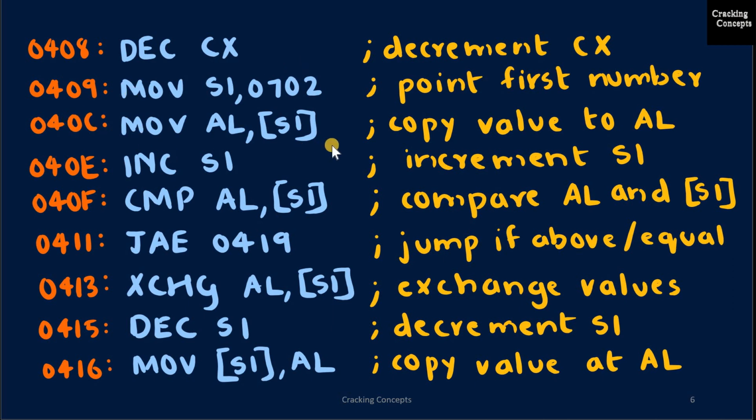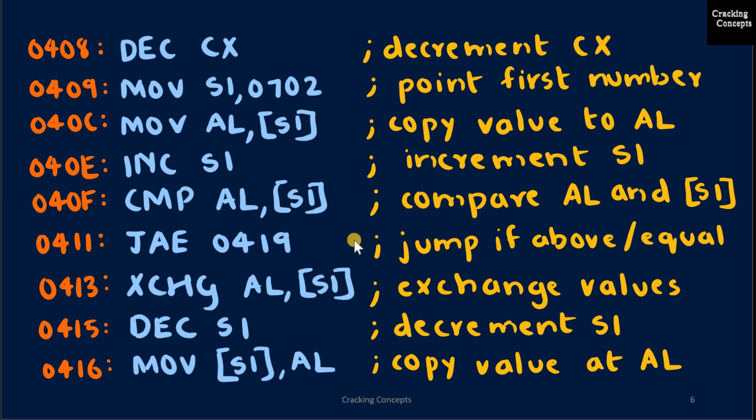Then I move the value at the location pointed by SI to the register AL. This is a 2-byte instruction. Then, incrementing SI, we get the value at the next, consecutive location. Then we perform a comparison. This is a 1-byte instruction and this is a 2-byte instruction.